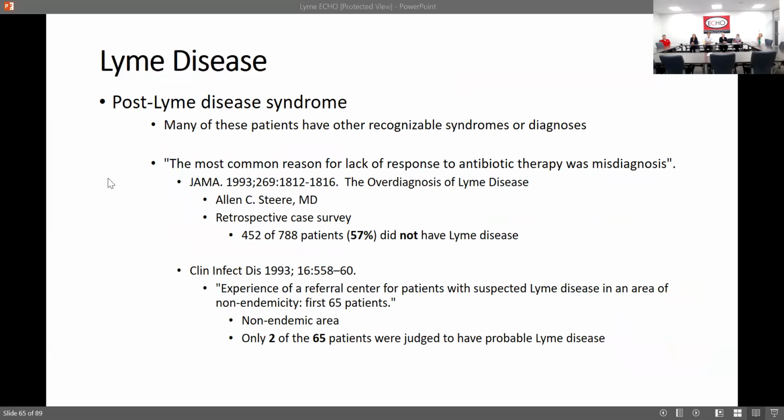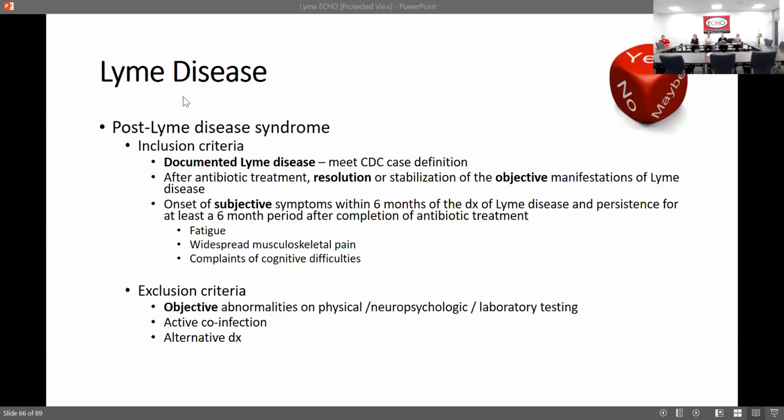One of the things we do need to make sure before we label someone with post-Lyme disease syndrome is to make sure they had Lyme disease. That's a must. So have to make sure, and Dr. Steere, he's the guy who described it, said the most common reason people didn't get better after having been diagnosed and treated for Lyme disease is because they never had it. True, I wouldn't expect you to get better then. But post-Lyme disease, you have to have documented Lyme, okay? And you have to have resolution of the objective manifestations.